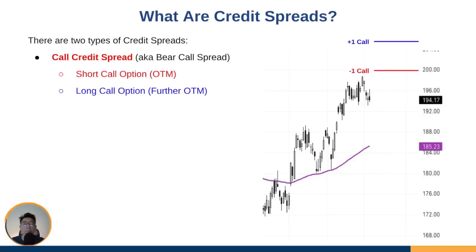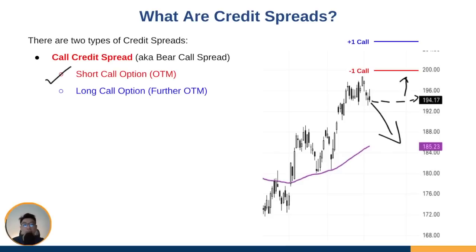Now, if you are bearish on the underlying market, that means you think the market is going to go down, then you want to put on what is called the call credit spread, also known as the bear call spread. The bear call spread consists of two call options, right? One of them is the short call option, and again, you want to put this out of the money. For the calls, out of the money is basically above where the current market price is. You can see the current market price is 194.7, so anything out of the money for the call side is above the market price.